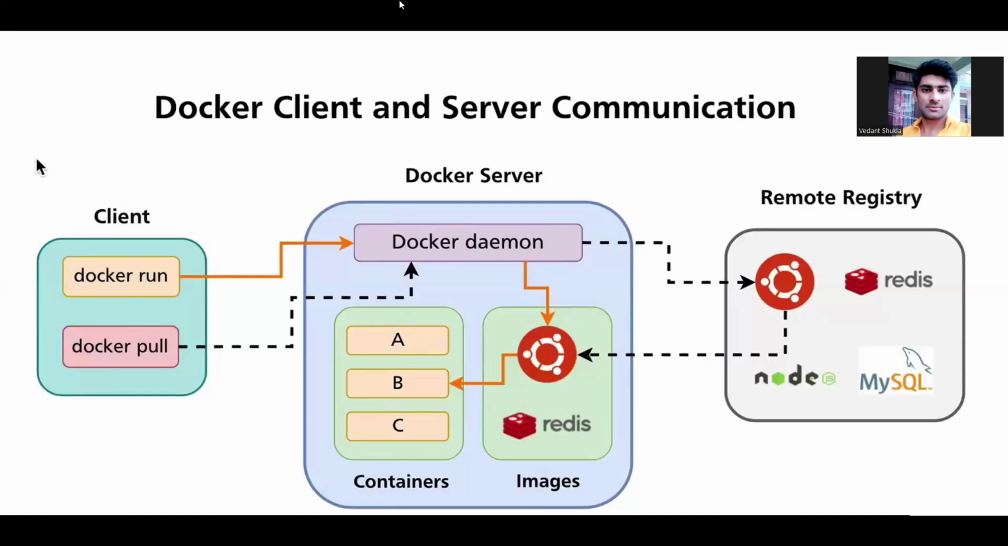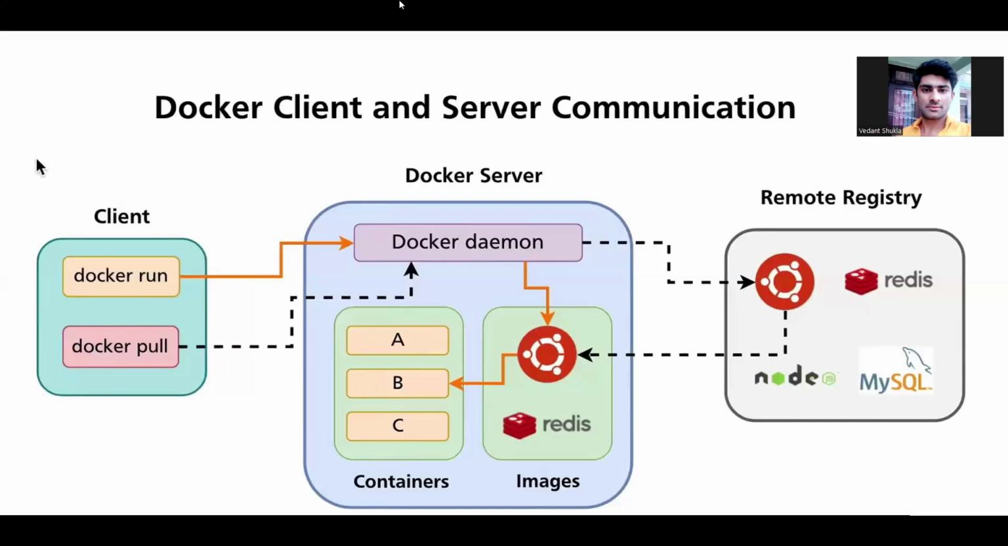So this is basically the process which is executed under the hood. Docker pull performs the action from Docker client to Docker server, and from Docker server to the remote registry. Okay. What do Docker run commands basically do? Docker run commands basically run the containers.